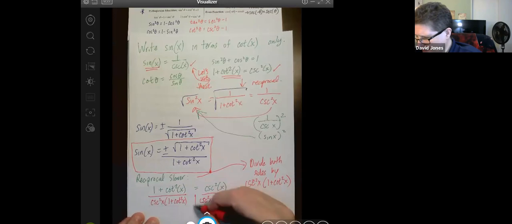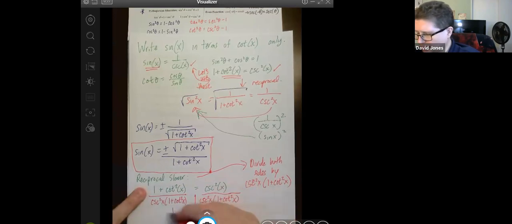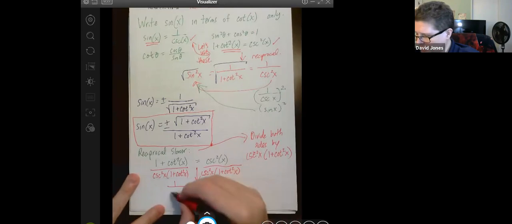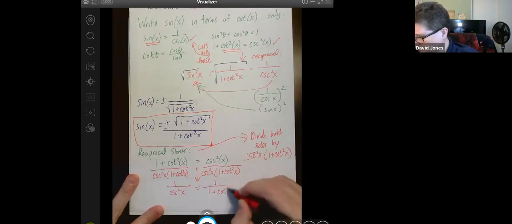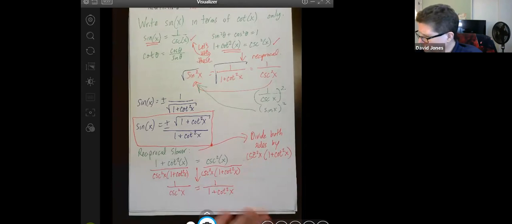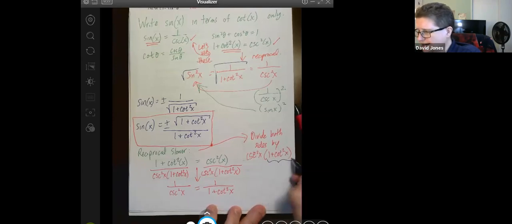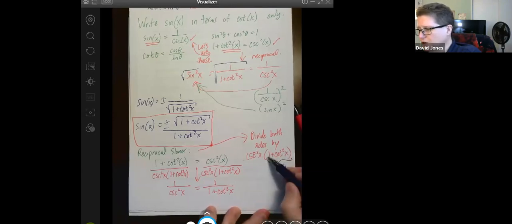And on the left side, the 1 plus cotangent squared cancels out, and we get 1 over cosecant squared. And on the right side, the cosecant squared cancels out, and we get 1 over 1 plus cotangent squared. Now, this one never equals 0. Anything squared is always greater than 0. We add 1 to it, it's always positive.